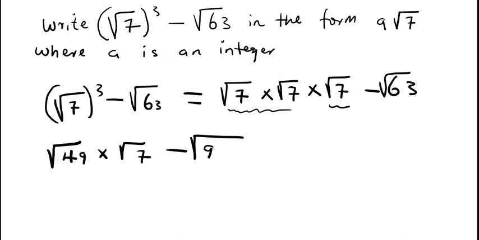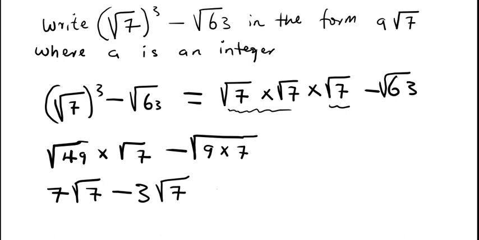Here, the square root of 49 is going to give us 7. Then 7 root 7 minus the square root of 9, which gives 3 root 7, which is equal to, here we now have similar surds, 7 root 7 and 3 root 7. Then 7 minus 3 will give us 4. Then we have our root 7. This becomes our answer.